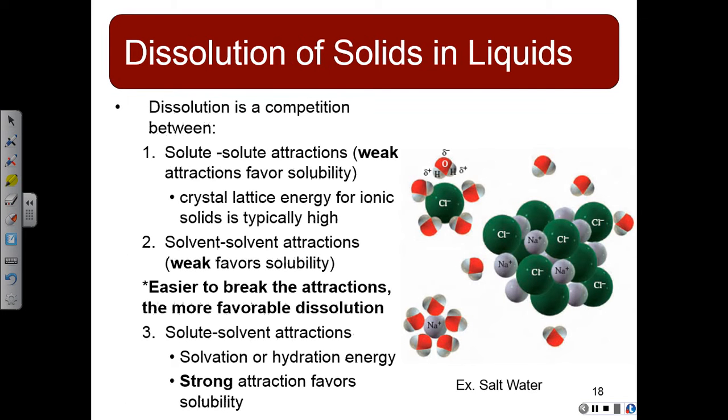So in lab and other times we've mentioned that like dissolves like. We're going to look at why. It's called the dissolution. All that word means is that two things are soluble in each other. Here we're going to look at a solid and a liquid, then liquids and liquids, and then gases and liquids. We're going to look at all those scenarios.